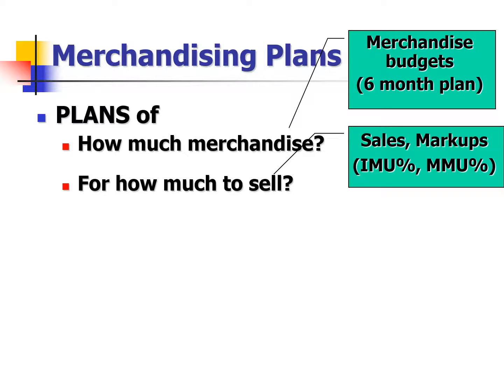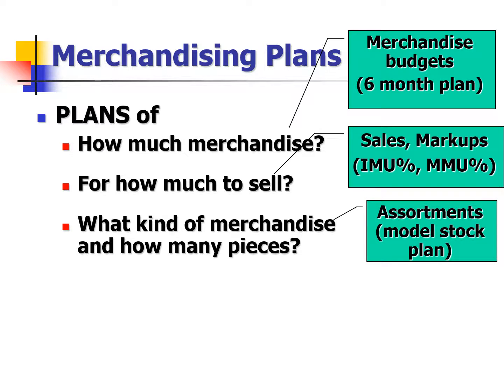Then we have to have some pricing plans, so how much we're going to sell our merchandise for. That will include markup plans and markdown plans, like reductions, all those kinds of things. And once we have the dollar plan, the budget plan, then we can further plan the kind of merchandise that we are going to purchase for these dollars. So how are we going to use this merchandise budget for a specific line of merchandise, the assortment or the model stock plan, as we call it. We're going to talk about assortment planning or model stock planning in another unit later.